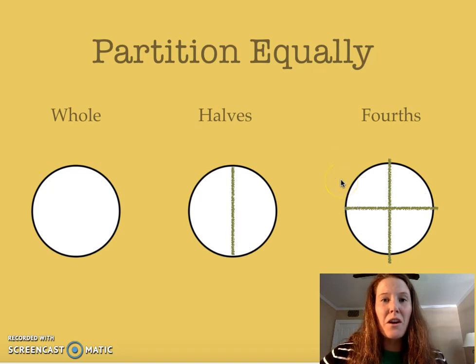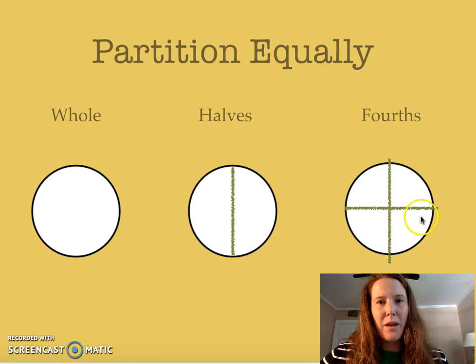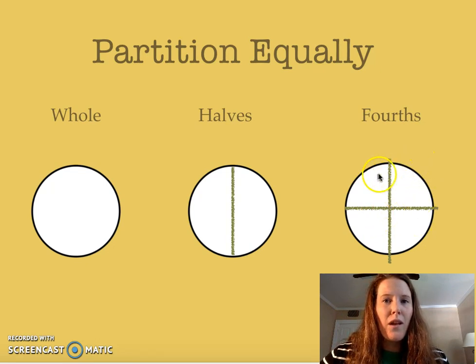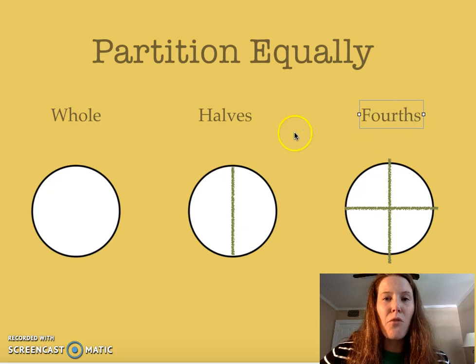So let's check that they're equal. I have 1, 2, 3, 4 parts, and they all look the same. So they are equal, and there are 4 equal parts. I cut them into fourths. So we have a whole, halves, and fourths.